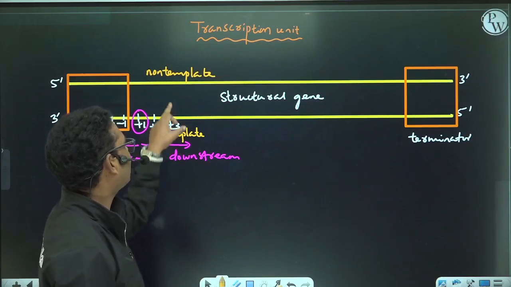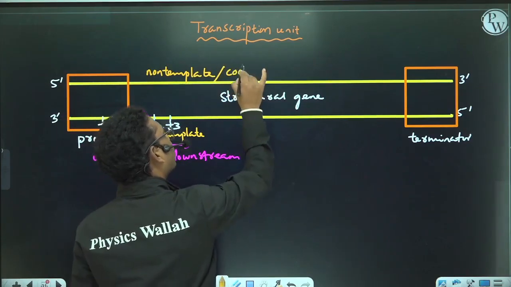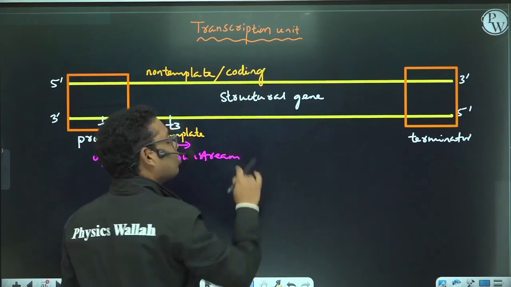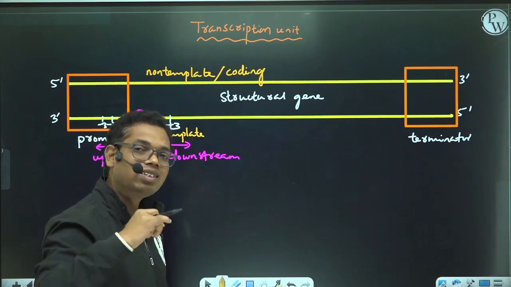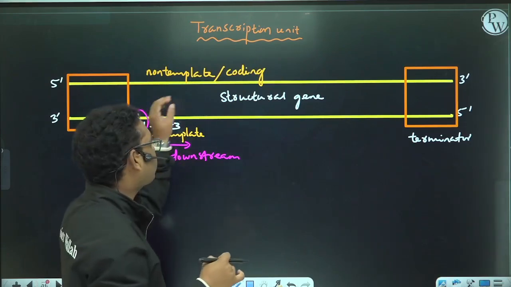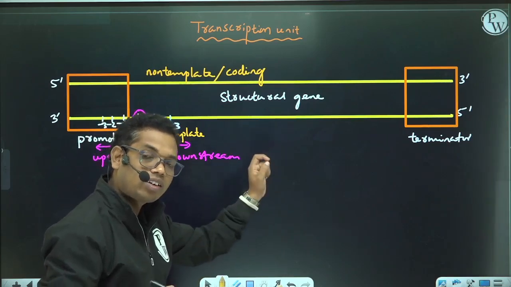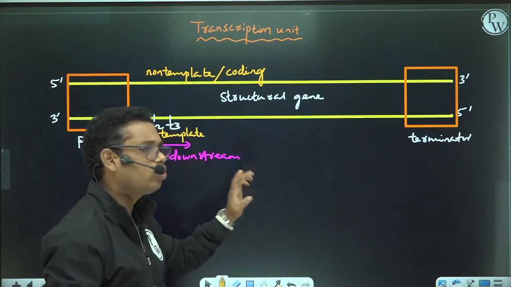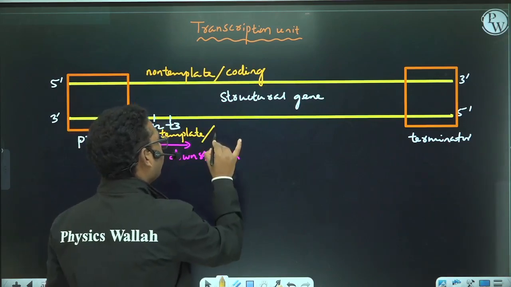So this strand is template, this strand is non-template. This non-template strand is also called the coding strand. Why? Because the sequence of nucleotides in the RNA is similar to the sequence of the coding strand. There is one difference: in the coding strand thymine will be there, while in RNA it will be uracil. That is the only difference. This is coding, so this strand will be non-coding.